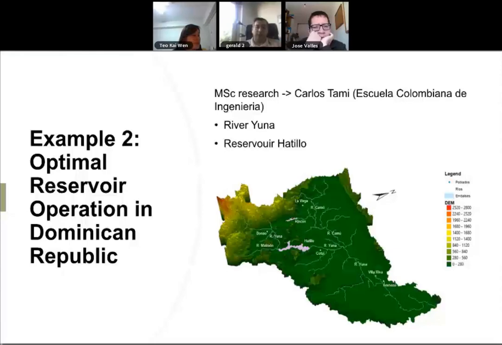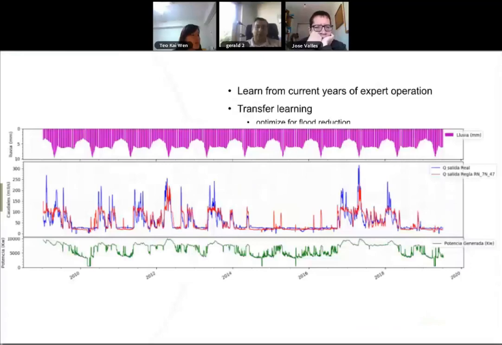So here we build a neural network model with the three objectives. This was first built to reproduce what was happening, to reproduce what you can see in the blue line. The rainfall is on the upper part, that's an average rain of the system. And the lower line is the green, that is the energy production. With artificial intelligence, many, many models were built, and finally we got one that managed to reduce the floods. And you see the blue and the red line on the middle graph.